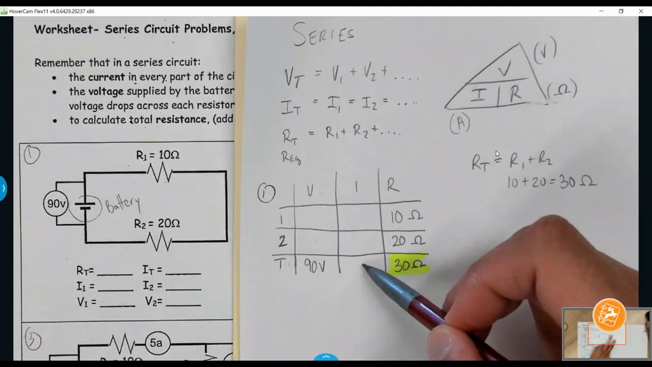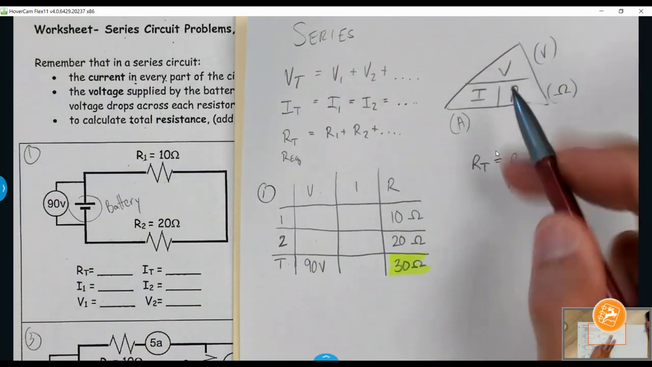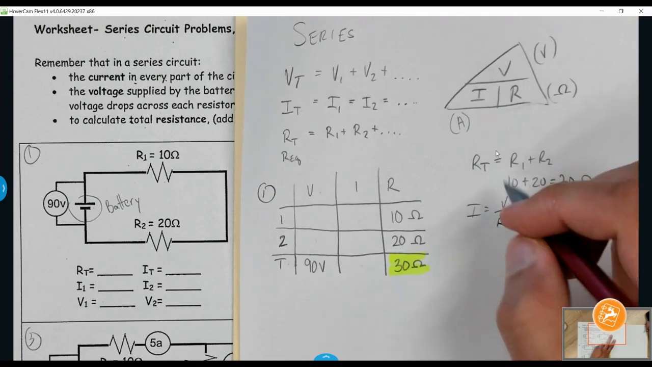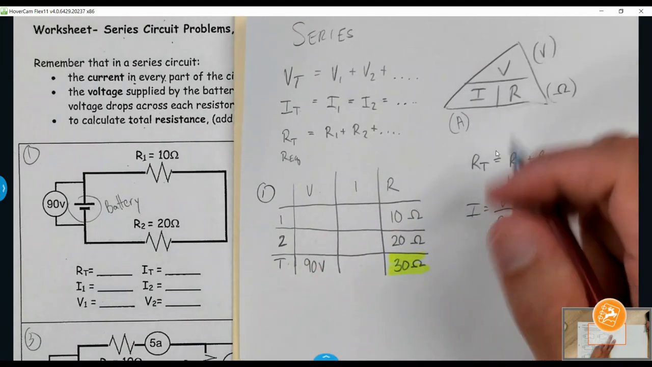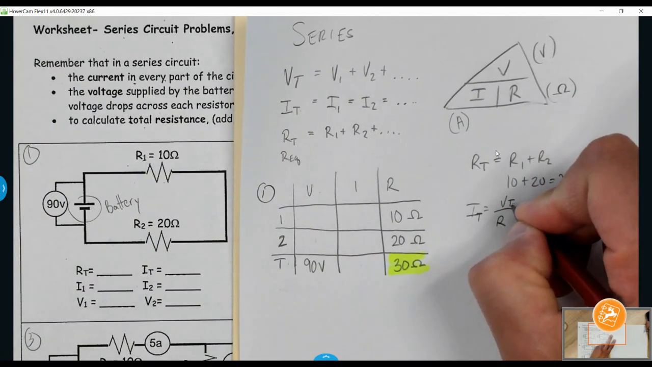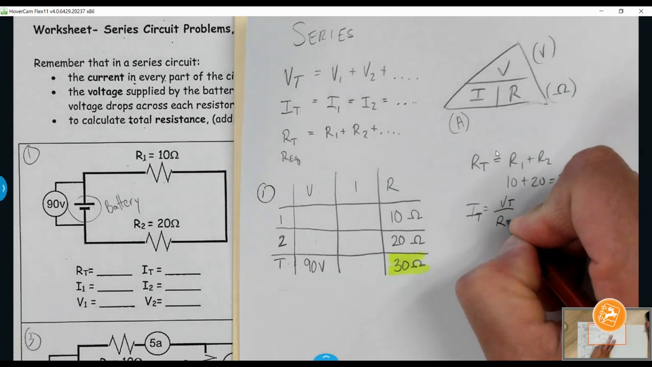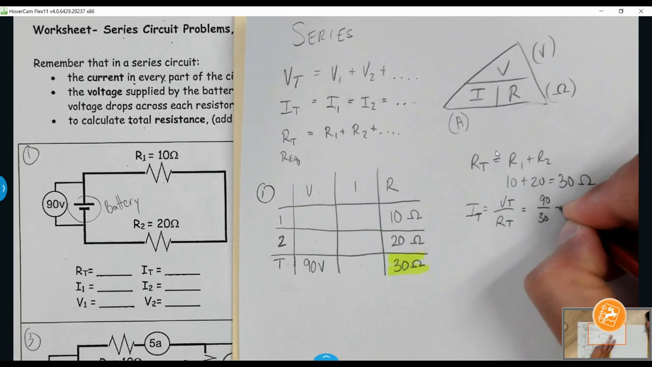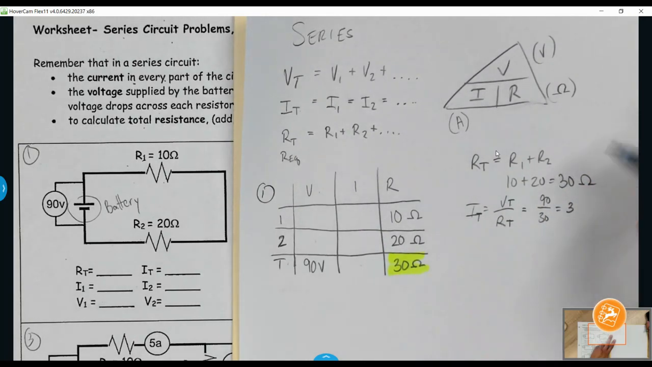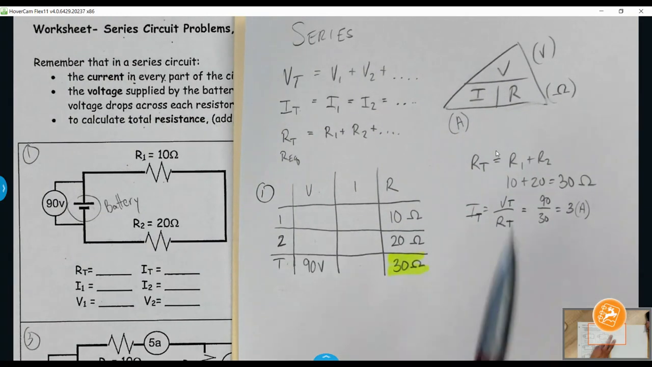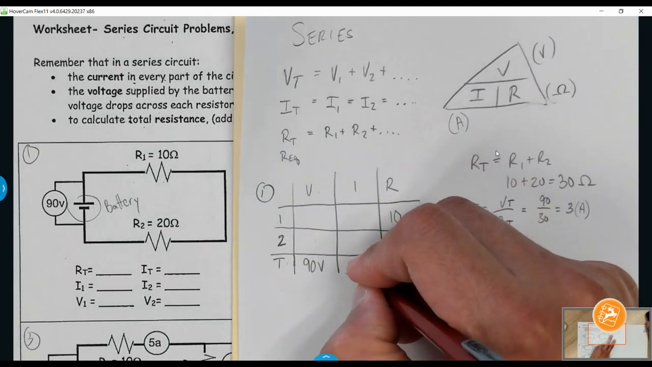So I need to use this to find I. I is equal to V divided by R. Now you have to make sure you're using everybody in the same row, so I use the subscripts here. IT, the total current, is equal to total voltage divided by total resistance. So 90 divided by 30, and that gives me 3. And the unit for current is an amp, A. So we have 3 amps.